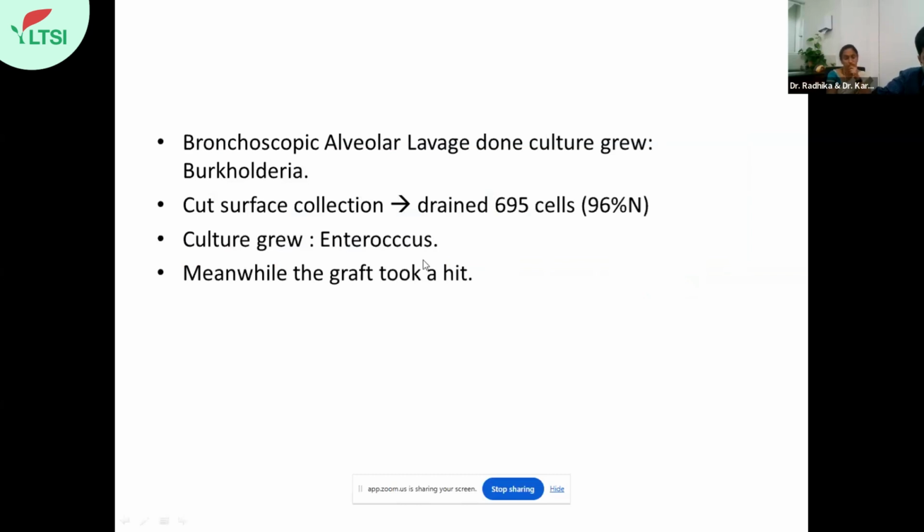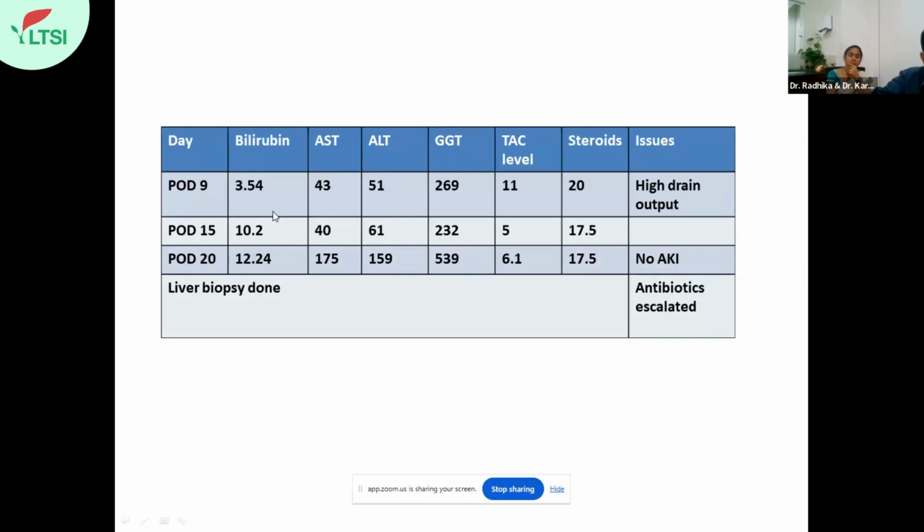So antibiotics were escalated and meanwhile the graft took a hit. On post-op day 9, the bilirubin went up to 3.54 and the enzymes 43 and 51, with a high drain output. TAC level was around 11 at that point of time.